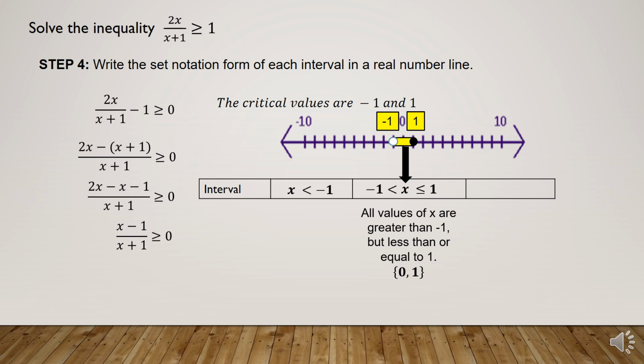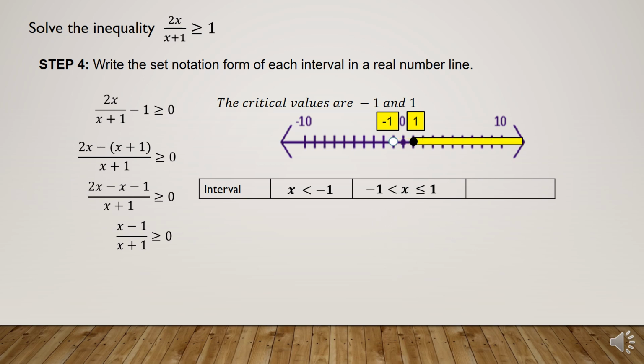The possible values of x are 0 and +1. So there are 2 integers belonging to this given set of values of x. Then the next interval, we have 1 is less than or equal to x, or it is just the same as x is greater than or equal to 1. It means that all values of x are greater than or equal to 1. So the values of x are 1 is included, 2, 3, 4, and so on and so forth up to positive infinity.